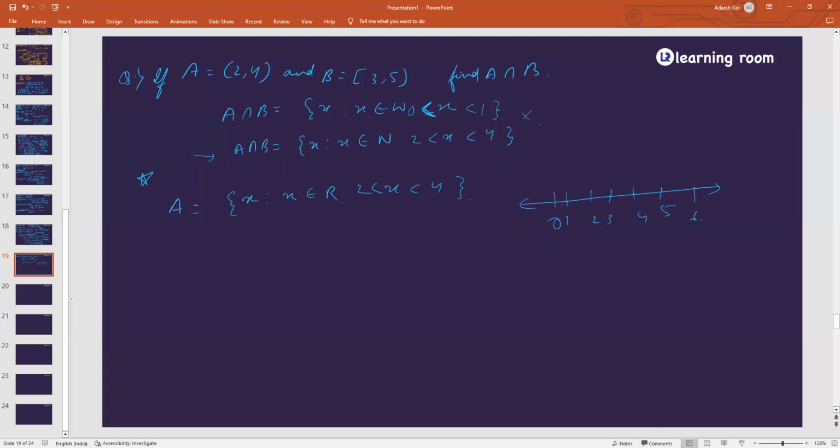This is the set A. What does set B represent? Nivedita will tell me how we can write set B. So X such that X belongs to real numbers, where X is less than 5 and greater than or equal to 3.